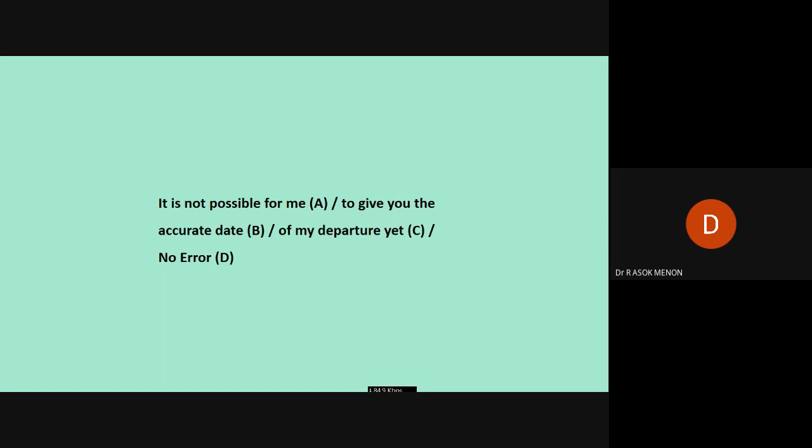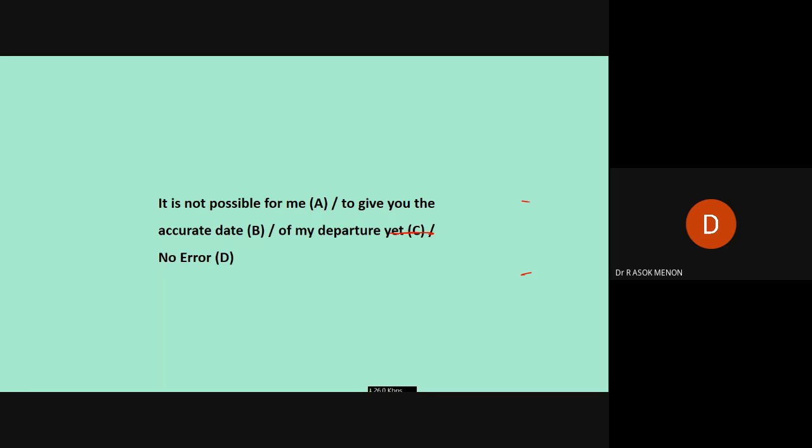It's not possible for me to give you the accurate date of my departure yet. So your choice is C, of my departure. Yes, your choice is correct. C is the correct answer. Departure yet is not needed. It's not possible for me to give you the accurate date of my departure. Why should we use an unnecessary yet? So this yet is not needed here.